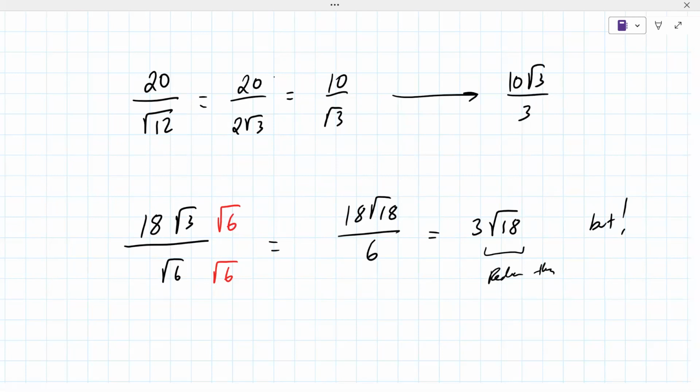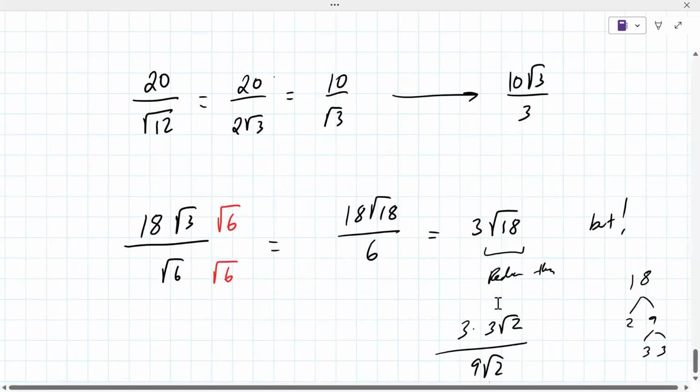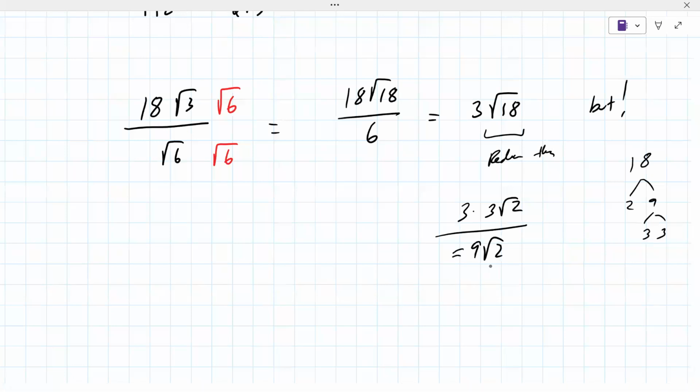Nine root 2. 3 root 2. So 18 is 2 and 9, 3 and 3. So it becomes, oh, you're giving me the whole answer. I see. Sorry. I didn't realize that you were giving me the whole thing. Yes, good. Okay.